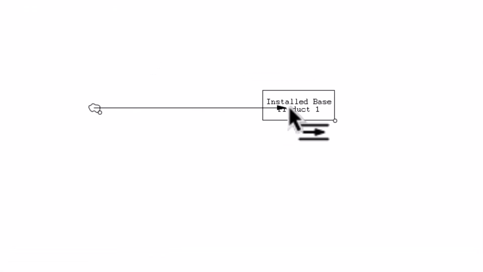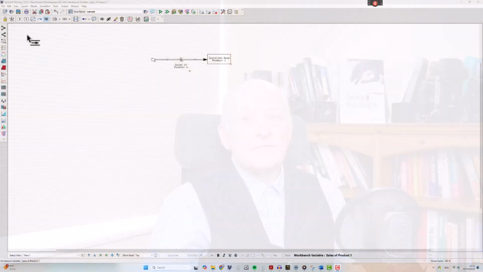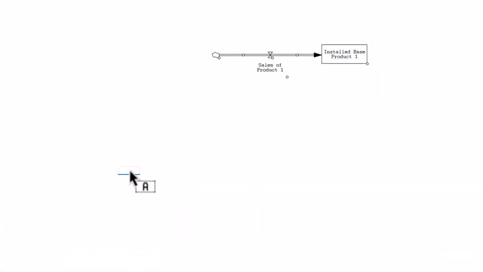Now, in a more comprehensive model, we'd also need to think about depleting that stock. For example, people may stop using the product, or it may break. However, let's not worry about this for our simple model. Next, we want to think about what is going to drive those sales. And it's going to be two things that in the model we term variables. Firstly, there's going to be the total demand of the market. And secondly, there's going to be the market share that Product 1 has.